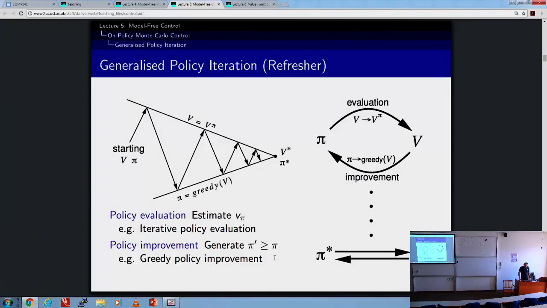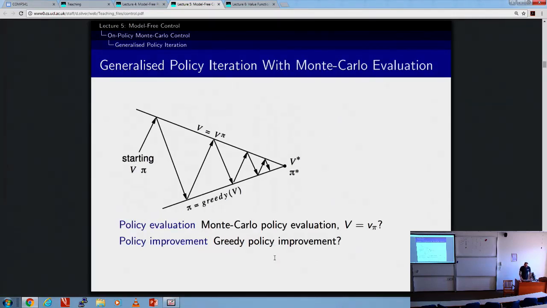Okay, so let's apply this idea in a model-free manner. For example, maybe we like Monte Carlo policy evaluation. Play until the end of episode 100 times and then update everybody's value to the average return that they've seen. So set that to V, and then apply greedy policy improvement in order to improve the policy. Will this work?